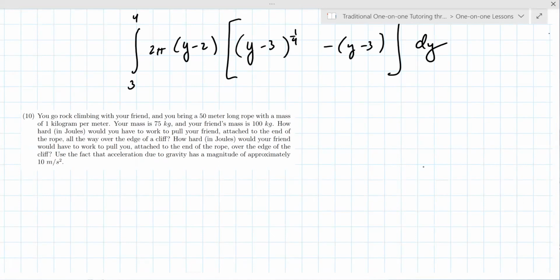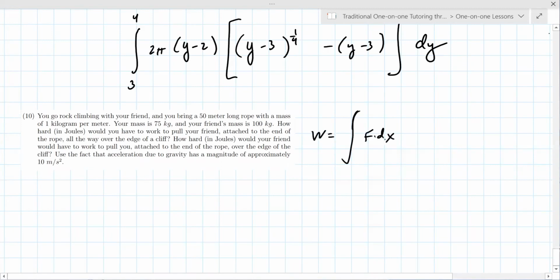These problems we use the integral to solve. That's right. Work equals the integral of f dot dx, or f dx. And let's see here. So weight equals mg, and gravity is 10.